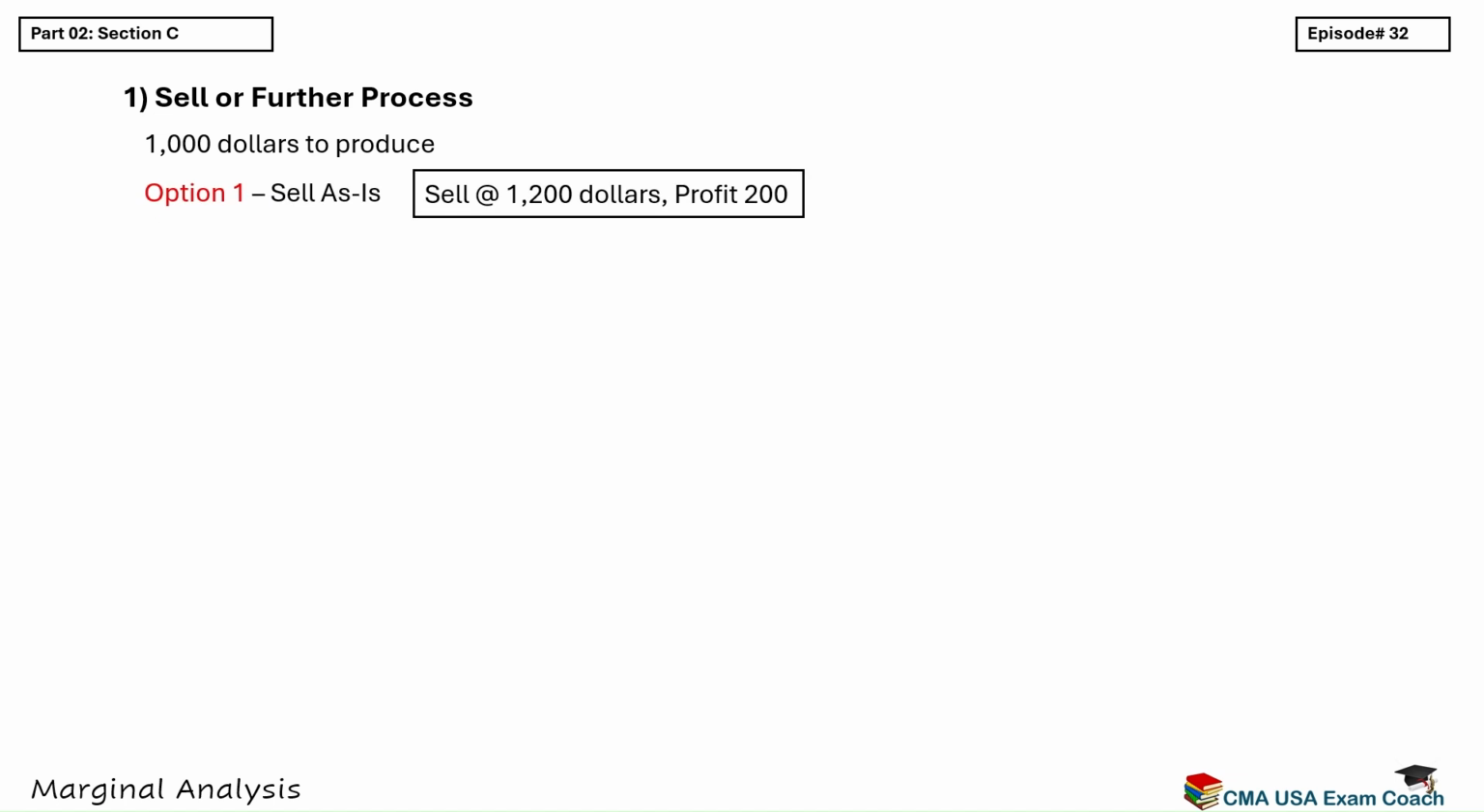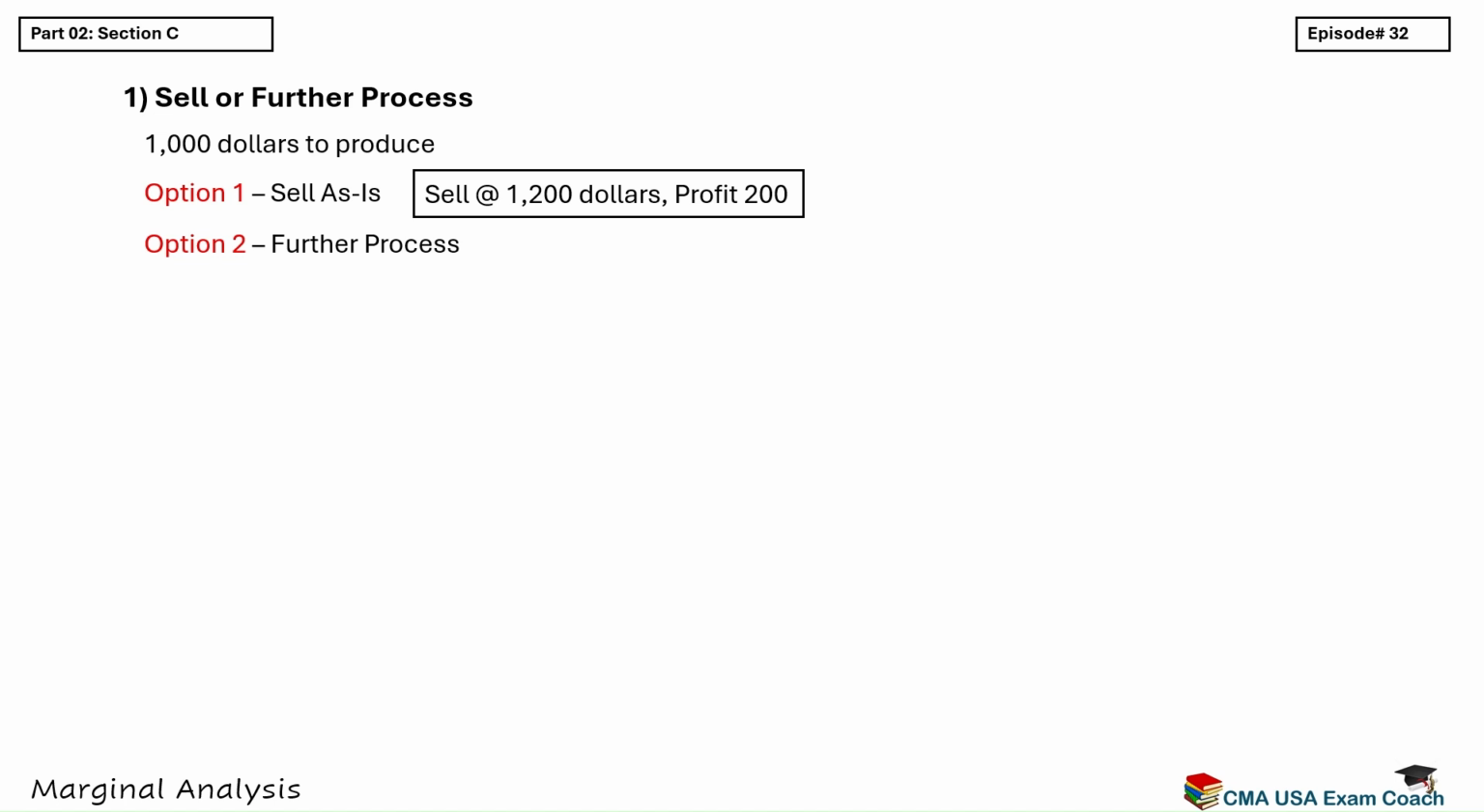Before you try solving questions on your own, let's understand this in the simplest way possible. Imagine this scenario. I have a product that cost me $1,000 to produce. Now I have two choices. Option 1. Sell as is. I can sell it right now for $1,200. So my profit will be 1,200 minus 1,000 equals $200 profit.